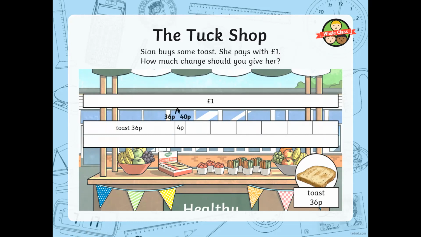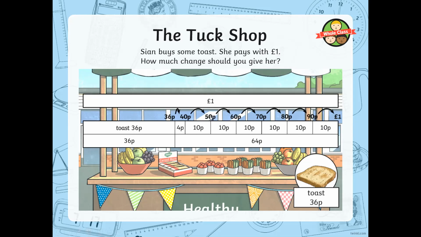And now we're at a 10 number, we can just count in tens to £1. Let's add them up: 10, 20, 30, 40, 50, 60, 64 pence. So 36 and 64 make 100.